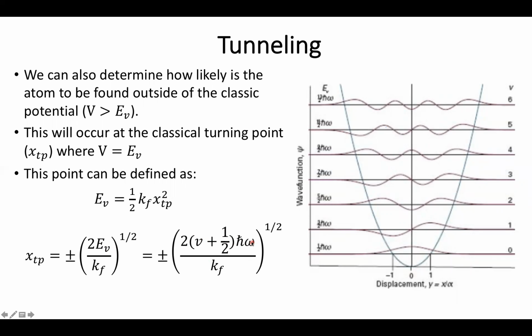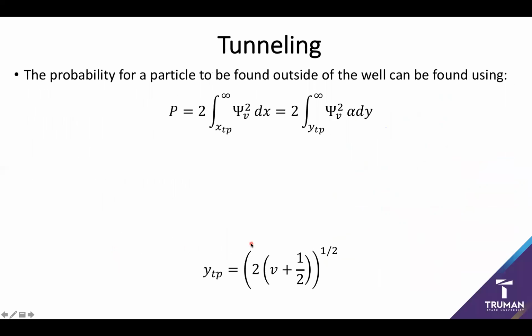Now what we can do is turn this into an actual probability. So the probability of being found outside the classical turning point can be related as 2 times the integral from our classical turning point to infinity times, again, our probability density. You may end up asking the reason why 2 times, because remember, this is going to happen once from x to infinity and once from negative x to infinity.